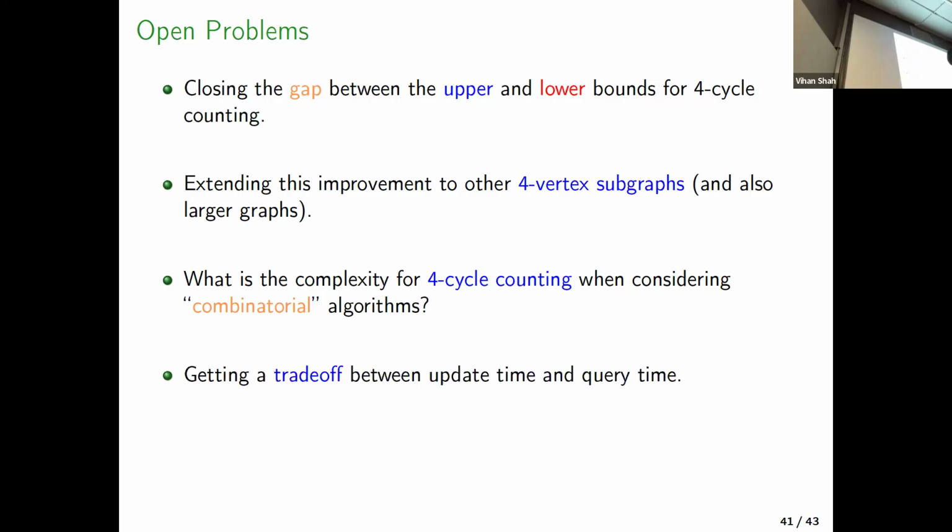And finally, the way I stated the problem, I broke it down into queries and updates. So can we get a trade-off between them? Because for now, both the query and update time are the same.